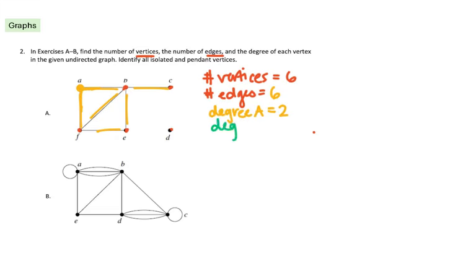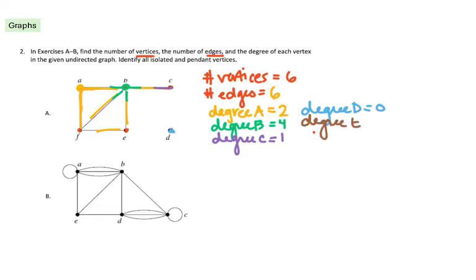The degree of B, how many connections are going into B? That's 4. The degree of C, just one connection going into it. The degree of D is 0. The degree of E, let's look, it looks like there's 2 connections. And finally, the degree of F is 1, 2, 3.